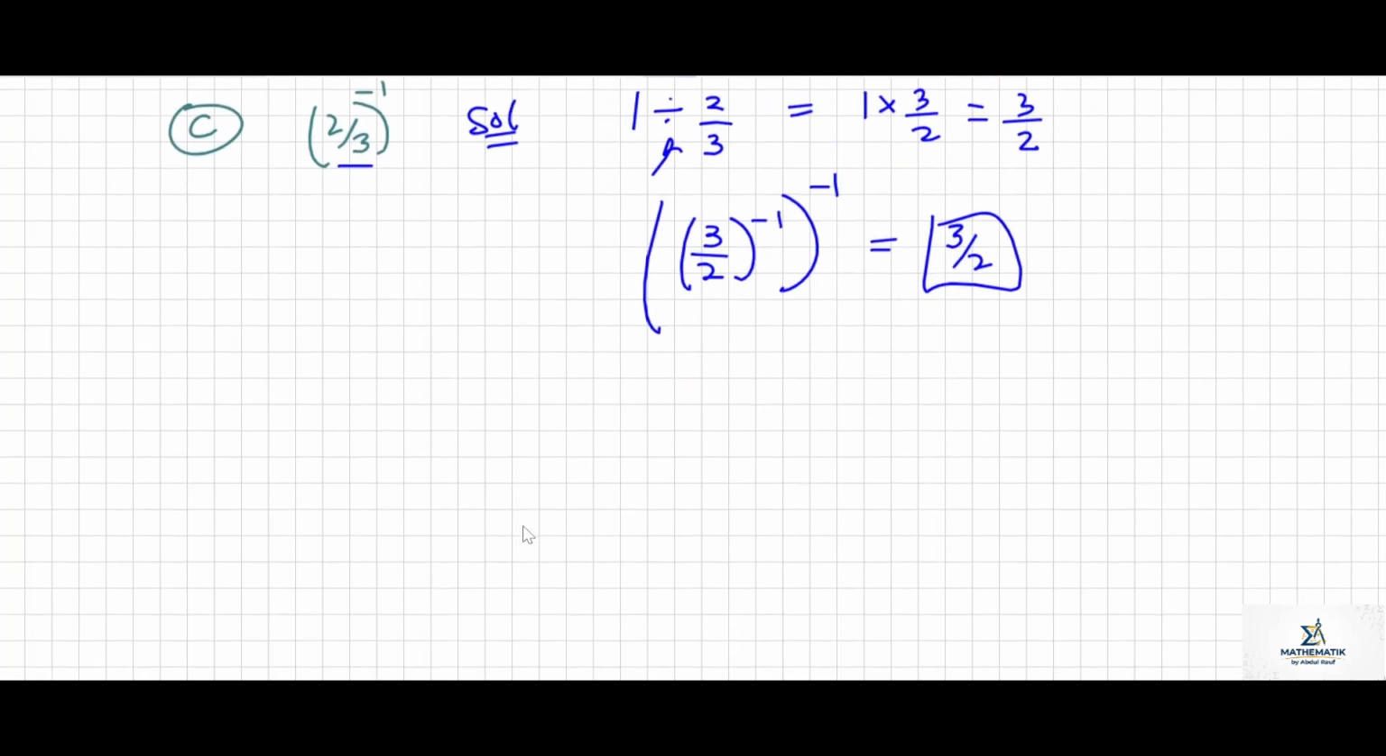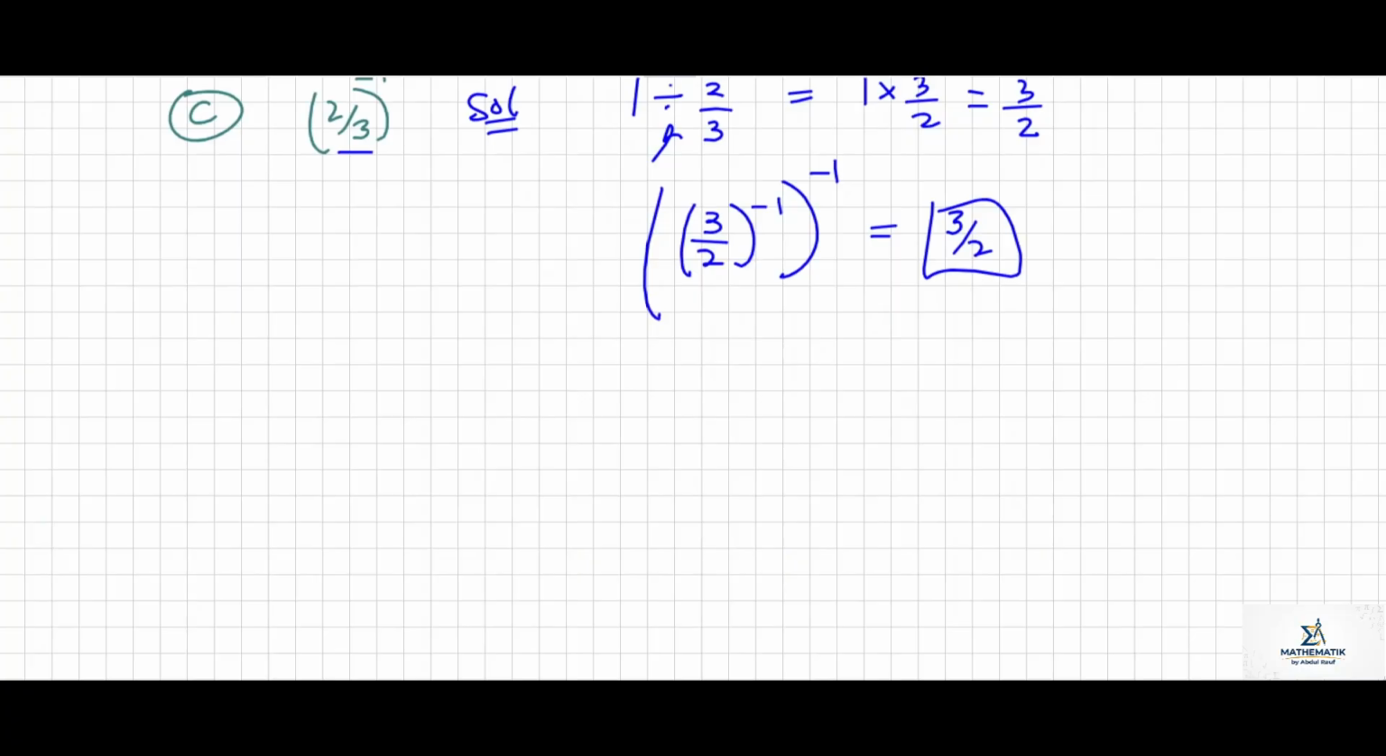So let's do part E now. Part E says 2 divided by 5 raised to minus 3. So the solution for this, you can also expand this: 2 raised to minus 3, 5 raised to minus 3.